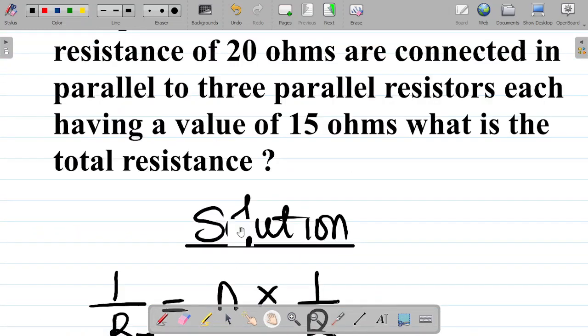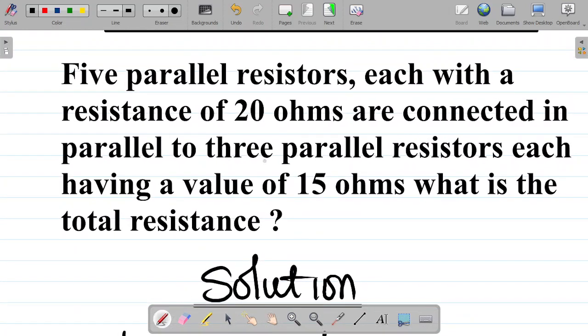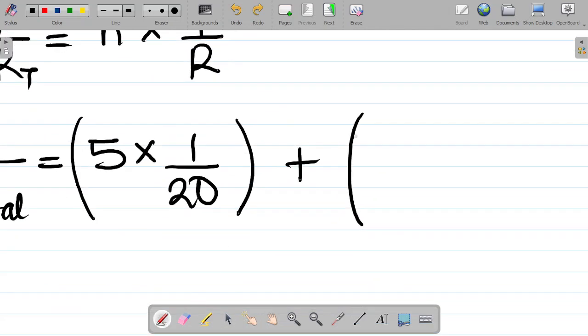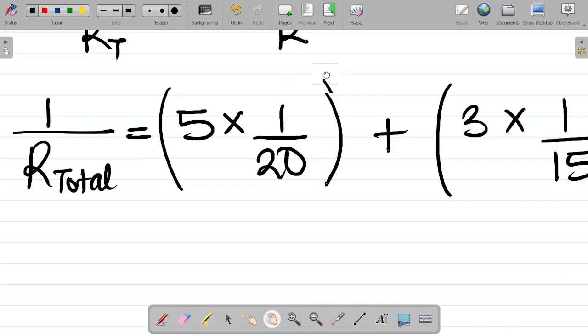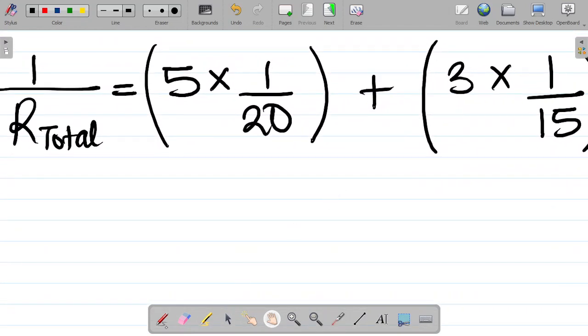For the next set, you can see that we have 3 parallel resistors, each of them having a value of 15 ohms. So the number of resistors, N, is now 3. That's N times 1 over the resistance value, 15 ohms. So it becomes 3 times 1 over 15. All right, let's solve this question and get an answer.